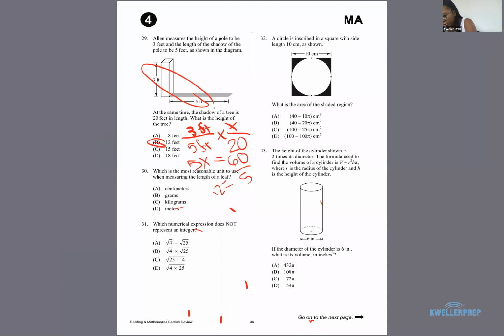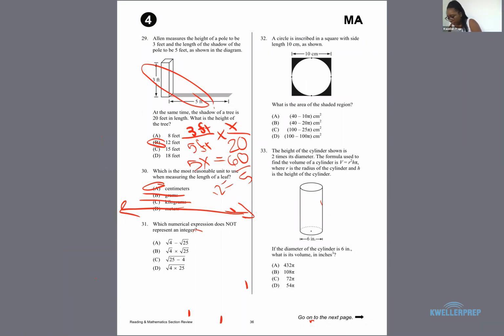What is the most reasonable unit to use when measuring the length of a leaf? Okay, so first of all, when you're measuring length, you don't use grams. Grams and kilograms are used to measure the weight, the mass of something. So that can't be used to measure the length of something. Now, meters are huge. I think 1 meter is 36 inches. I don't remember the exact value, but they're very long. They have several feet in them. And we know that leaves are not several feet long. So the best answer, centimeters.